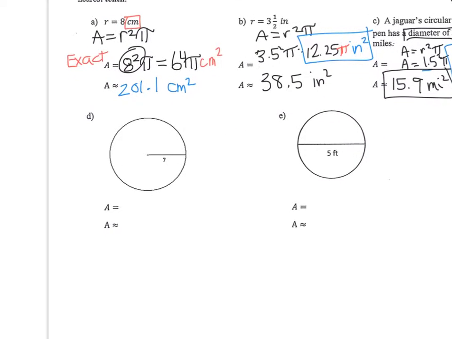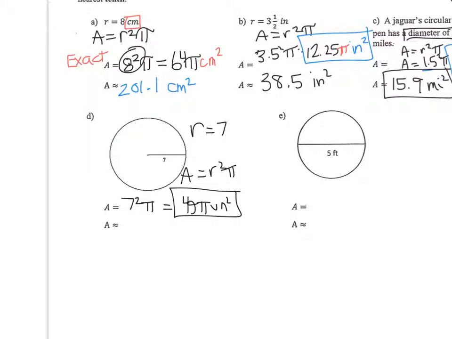Okay, another one down here. So this time we're given a picture. So this is halfway across, so this is the radius. So I'm going to write the radius is 7. So you do area equals, write the formula, r squared pi, area equals 7 squared pi, that's 49 pi. And then I don't have units, but I'm going to write units squared. And for down here, I'm going to put 49 pi in my calculator. So 49 times pi equals 153.9. So it's 153.9 units squared.